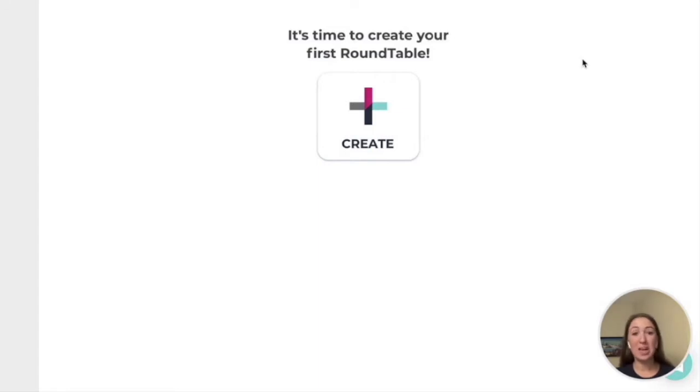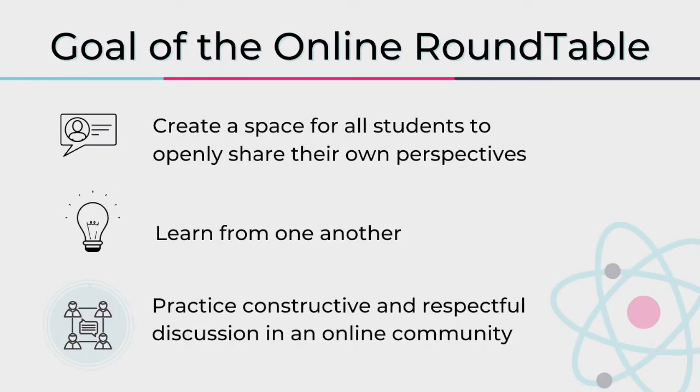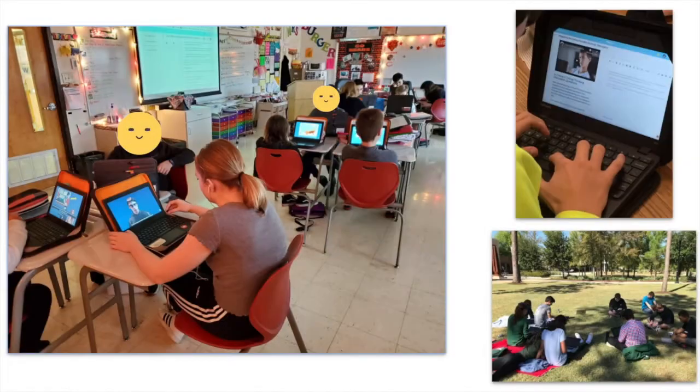This short video will outline the basic steps for getting started with a written discussion activity. The goal of the Online RoundTable is to create a space for all students to openly share their own perspectives, learn from one another, and practice constructive and respectful discussion in an online community. This activity can be done in real time or over the course of a few days, either in class or remotely.